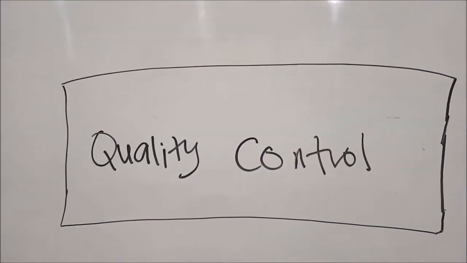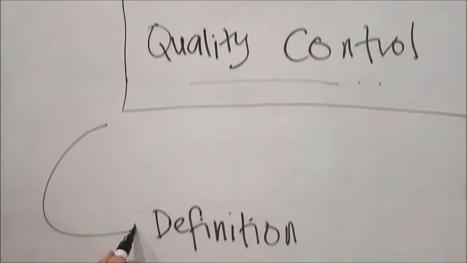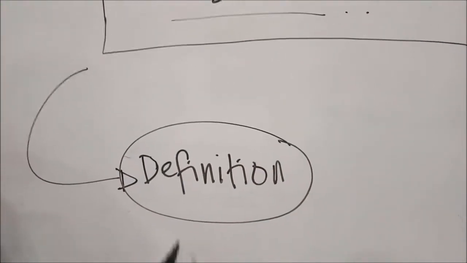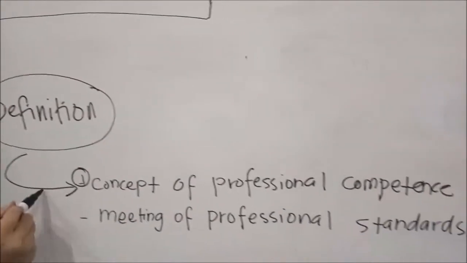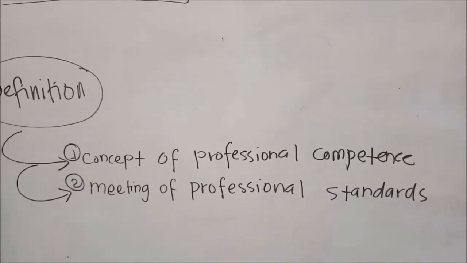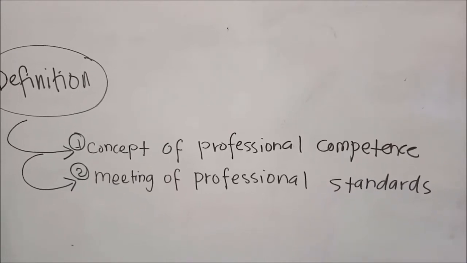Today we are going to talk about quality control. So first of all, we need to know the definitions of quality control. Quality control is a system that relates to the concept of professional competence and the meeting of professional standards in providing professional services so that the audit failure and audit risk are reduced to an acceptable low level.